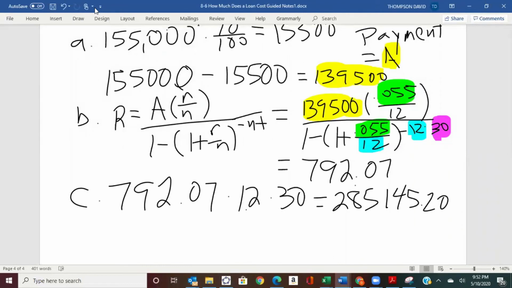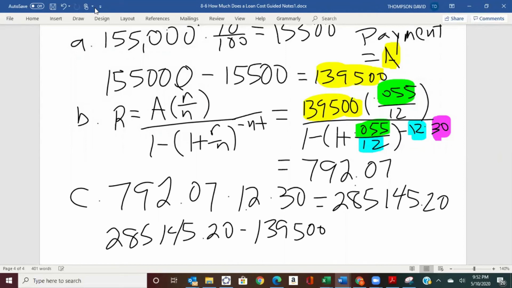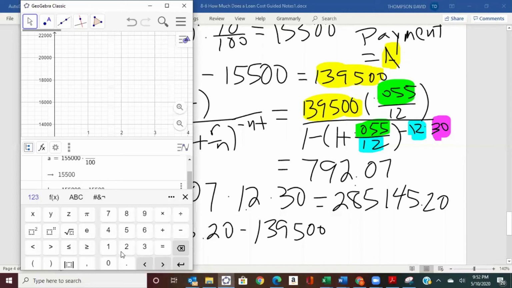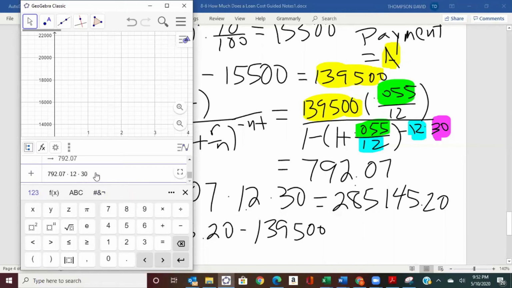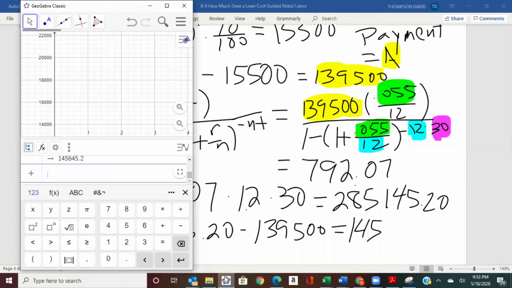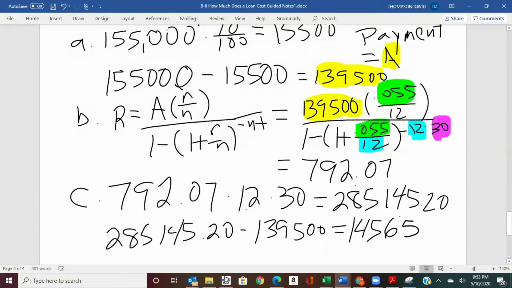Okay, to figure out how much interest we pay, we subtract this from our initial loan amount. So we do 285,145.20 minus 139,500, and we end up paying $145,645.20. And this is how much interest was paid.